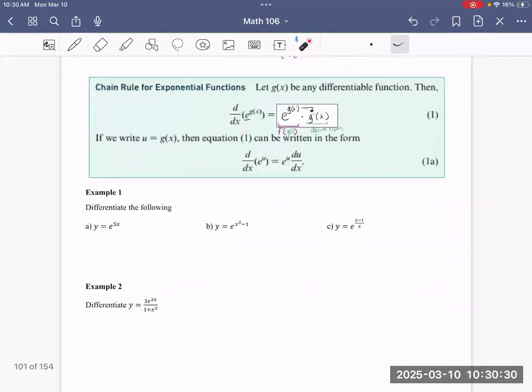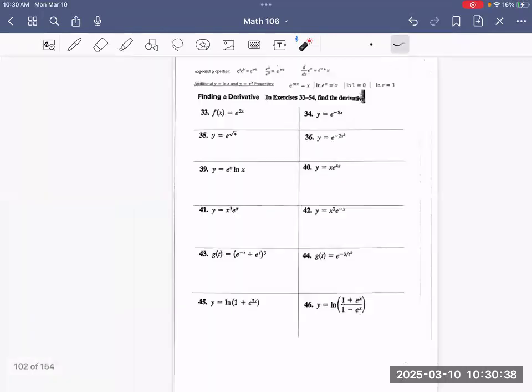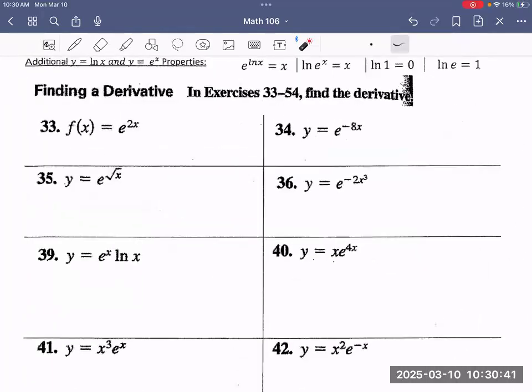So let's take a look at example 1. Actually, we're going to go over to this worksheet and do just a couple quick ones. Just to start us off, let's do 33, 34, 36, just those few, and then maybe we'll go down to 41 and expand a little bit more.